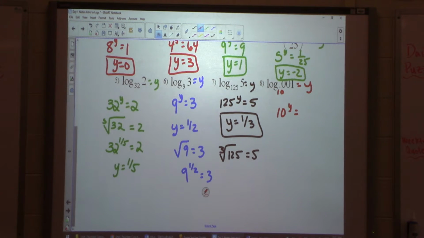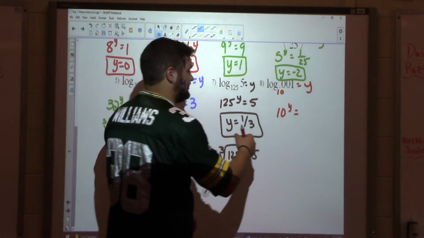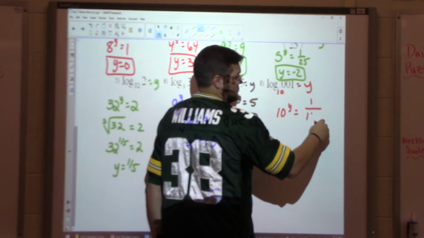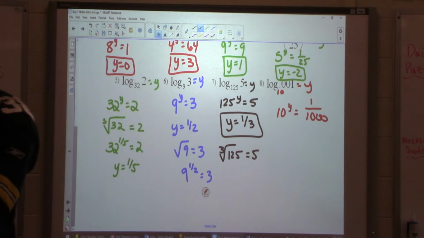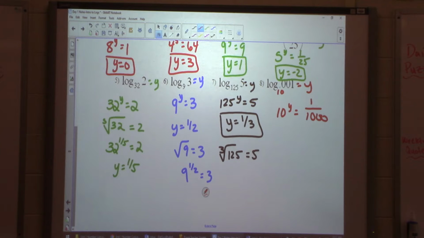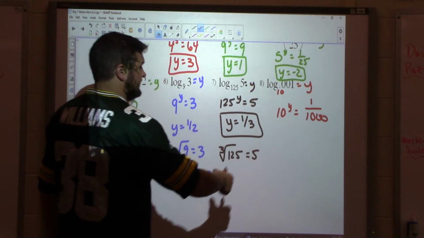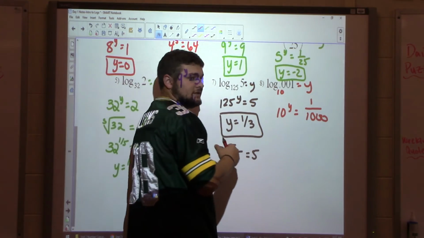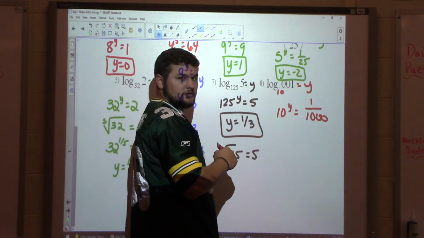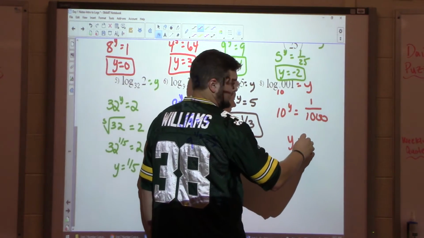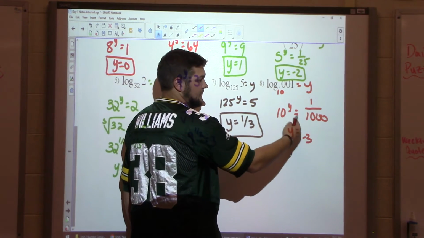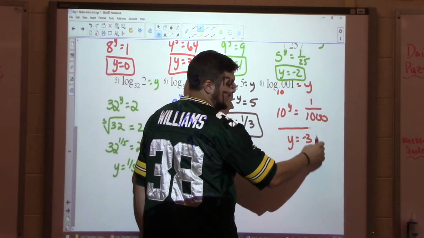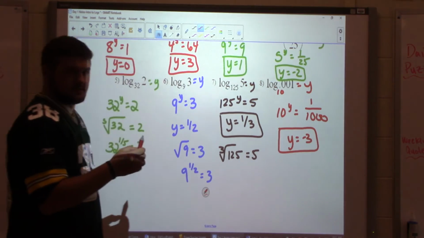Well, it's 1/1000th, so I would assume this fraction would be 1/1000. Alright, so I'm going from a whole number to a fraction, which means my exponent is going to have to be what? Negative. Good. So if it's negative, 10 to what power gets me 1000? The negative third power. Right? The negative makes it so I flip it into the denominator, and then the 3 gets me from 10 to 1000. Does that make sense?